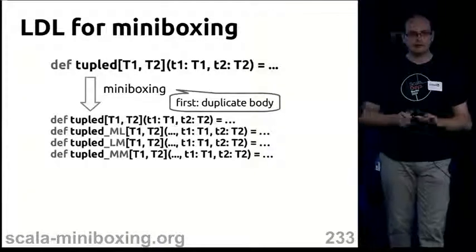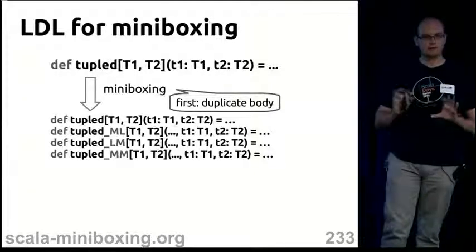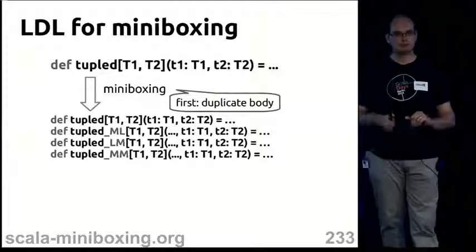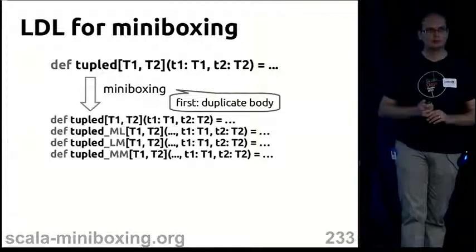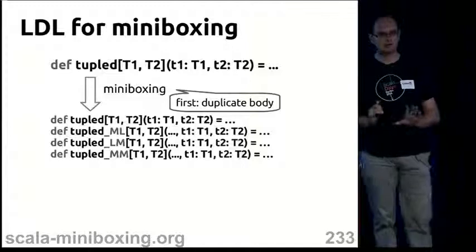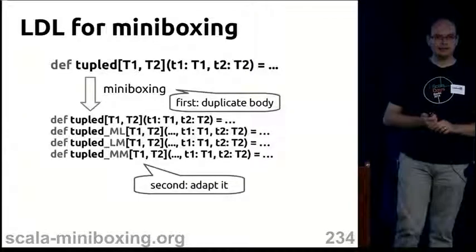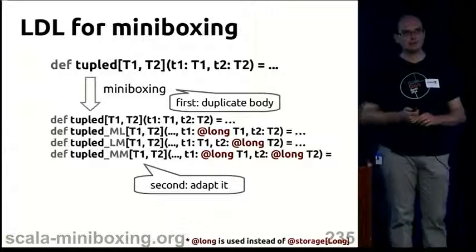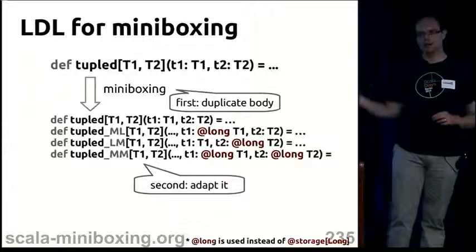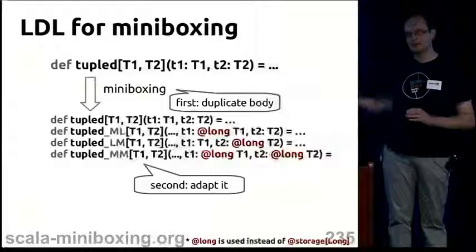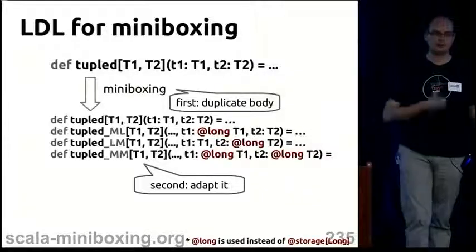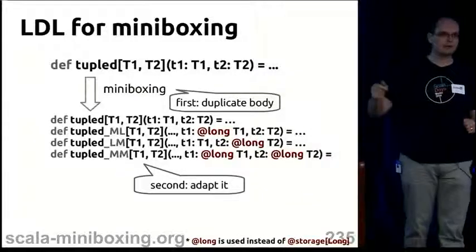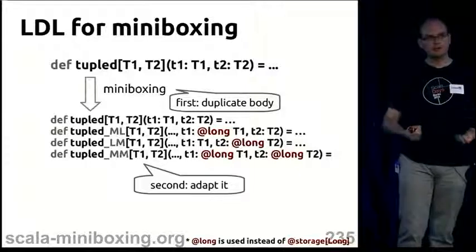And what we get there is we start off by having these T1, T2 without any annotations, everything as simple as possible. And the second part is adapting it. To adapt it, what we do is annotate. I put an @long annotation. It's not technically the same thing. In the miniboxing plugin, it would be called @storage of long. But the point is, you annotate.